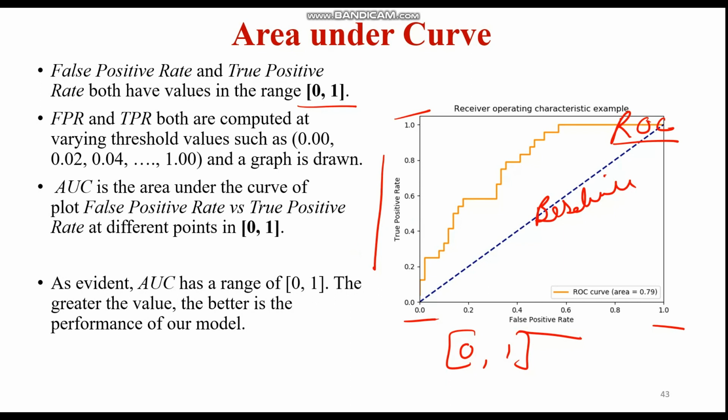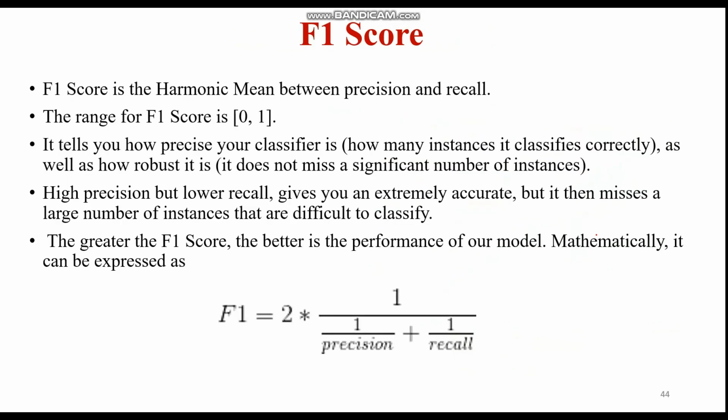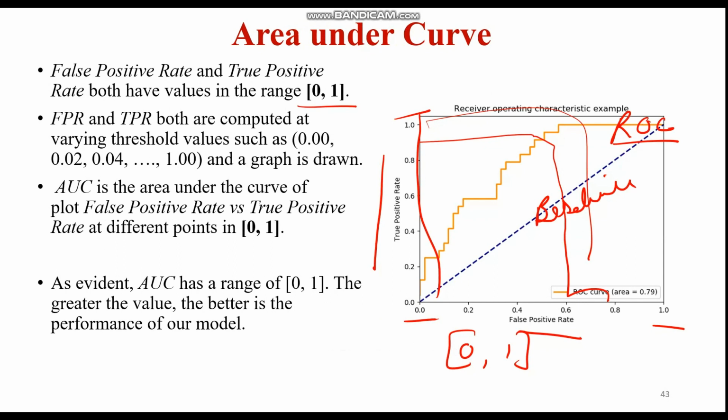As it is evident that AUC has a range between 0 and 1, the greater the value, the better the performance of the model. Like in this case, as we get 0.8, we will get a curve like this. And in the case of 1, we have the highest value, as we have already discussed. So that's all about area under curve.